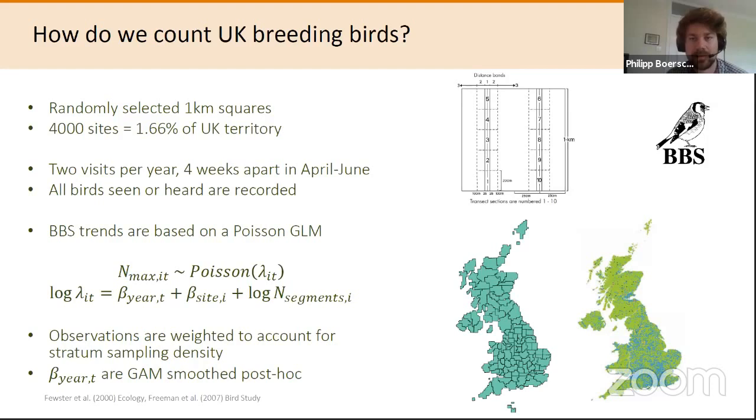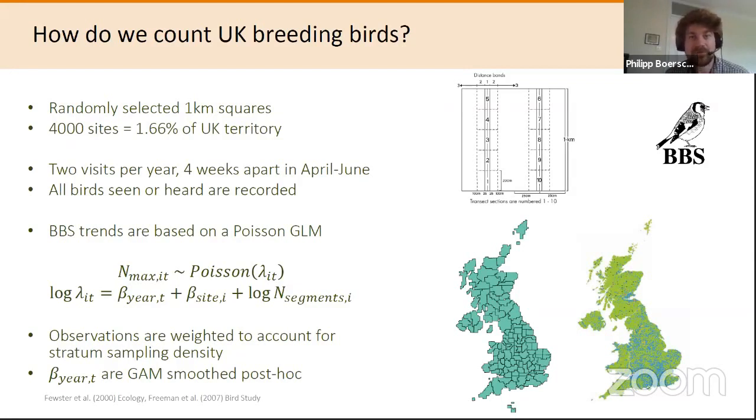The traditional way that most of the British species trends for birds are derived is with a so-called British Breeding Bird Survey. And that's a designed randomized survey. We have about 6,000 randomly selected 1 kilometer plots all over the country. About 4,000 of them are currently surveyed in a given year, and that makes up about 1.5% of the UK territory. So in terms of coverage, it's an immensely high coverage for any biodiversity monitoring scheme.